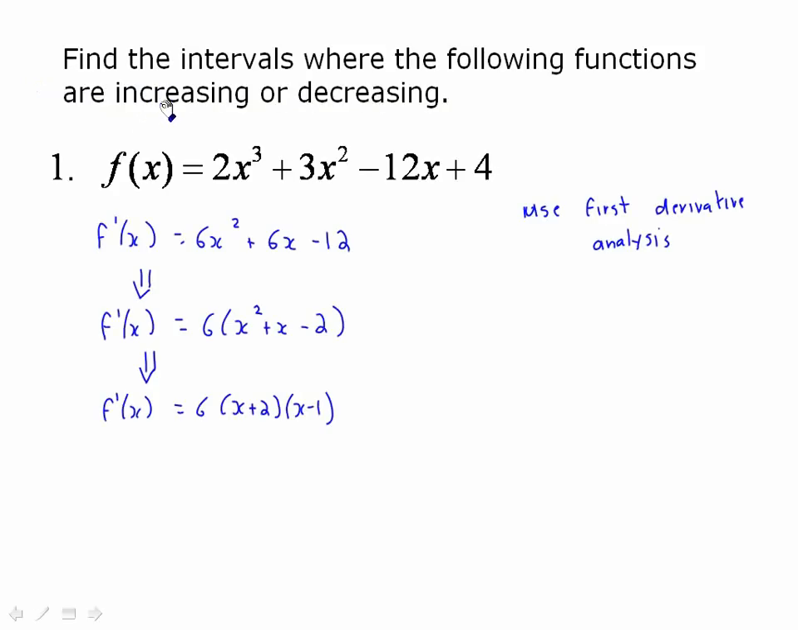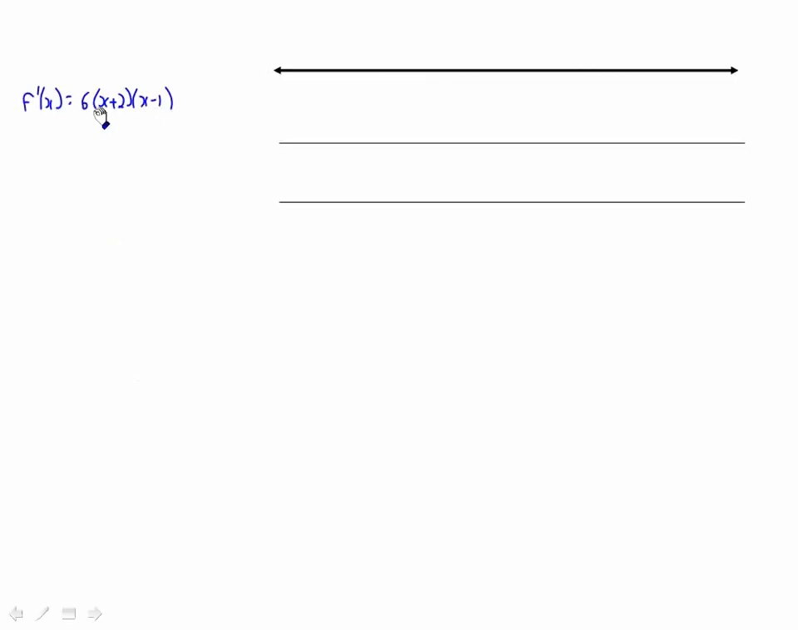Now the issue is the 6, because the 6 is a positive number, so you may recall from the first unit that you don't need to include that in the interval analysis because it's always positive. It does not affect the signs. But we must have the other factors, and then f prime at x like that. And then we locate the points where each of the factors are equal to 0, so x plus 2 would switch signs at negative 2. And then x minus 1 would switch signs at x equal 1.